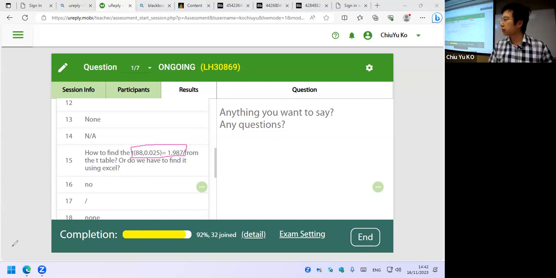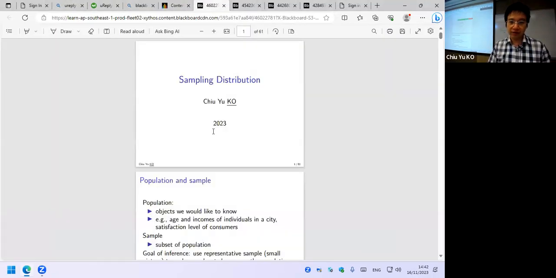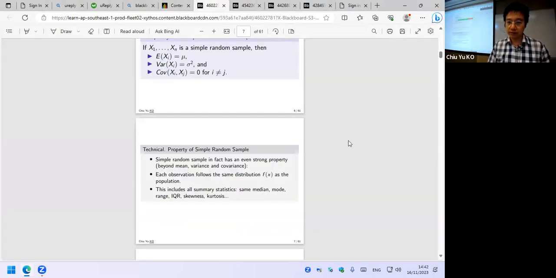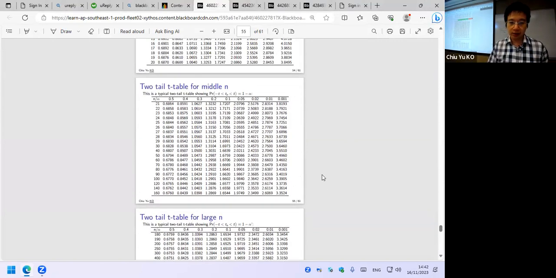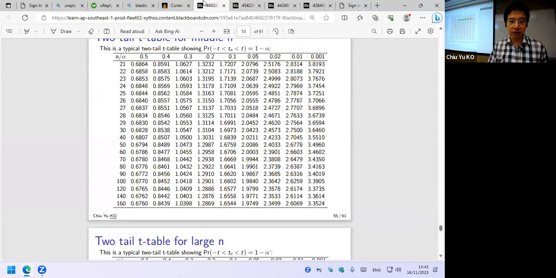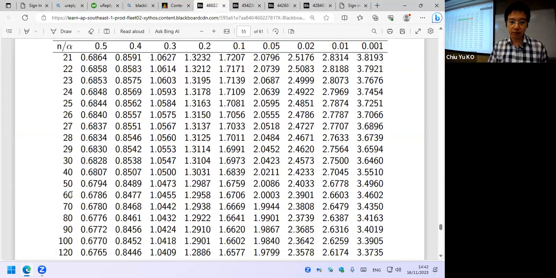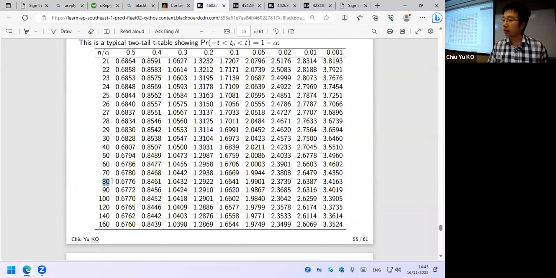So let me illustrate a little bit how we do that from the T table, because I think that may be more clear. The T table we have is here, in chapter 4. The problem is we don't have that exact degrees of freedom. The best thing you have is 80. You can use 80 or 90, but usually by convention you pick the smaller one, right?